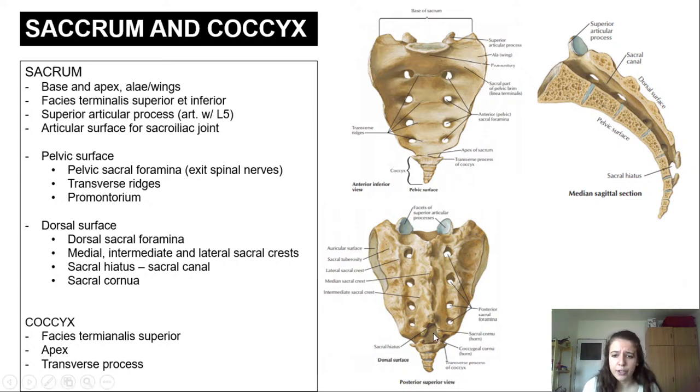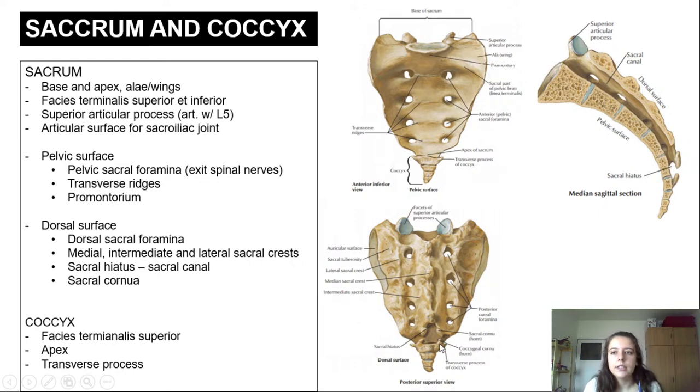Yes, what else? Some important features that people tend to forget. So the sacral cornu and the superior articular processes, they are exactly the same as in the rest of the vertebra, that's what I mean. So the superior articular processes are for articulation with L5, fifth lumbar vertebra, and the sacral cornua are remnants of the inferior articular processes. So just imagine it being a whole vertebra. You would have the superior and the inferior, but instead of articular processes, they're called cornua.